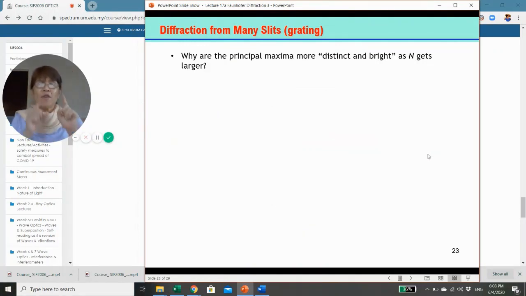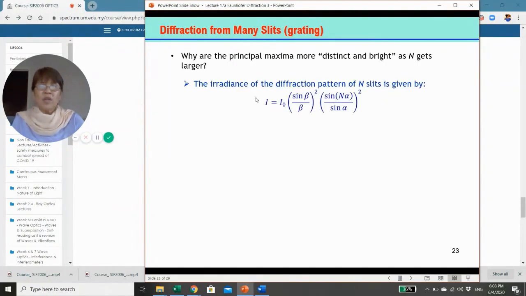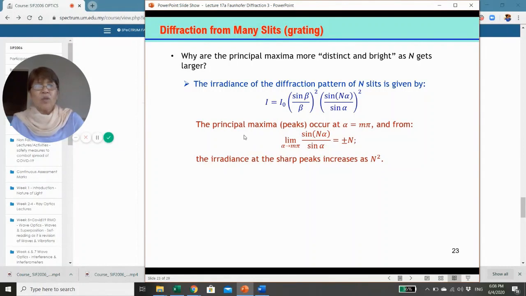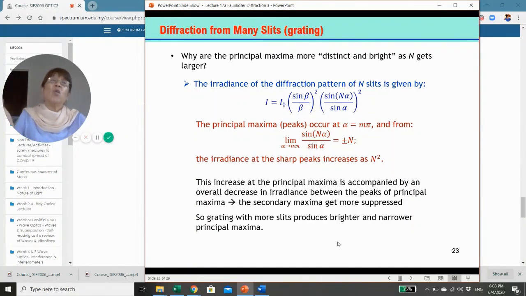Now, why are the principal maxima very distinct and bright as n gets larger? Remember the principal maximum narrows. If we look at the irradiance, it's given by this term. The principal maxima, the peaks, occur when alpha equals m pi, and taking the limit, this term equals plus or minus n. Squaring that, you find the irradiance at the sharp peak increases as n squared. This increase is accompanied by an overall decrease in irradiance between the peaks of the principal maxima, so the secondary maxima get more and more suppressed because, by conservation, all this irradiance goes into these narrowed peaks.